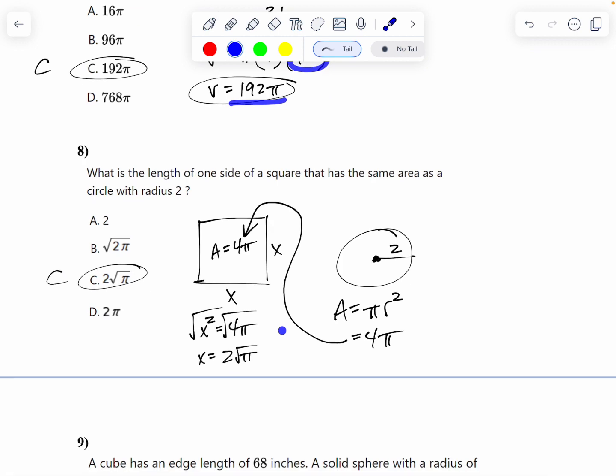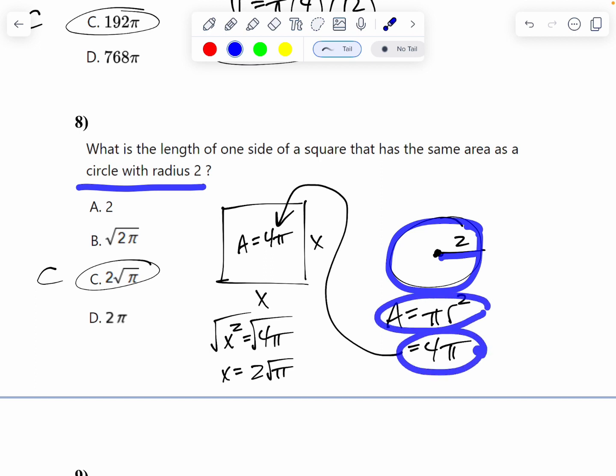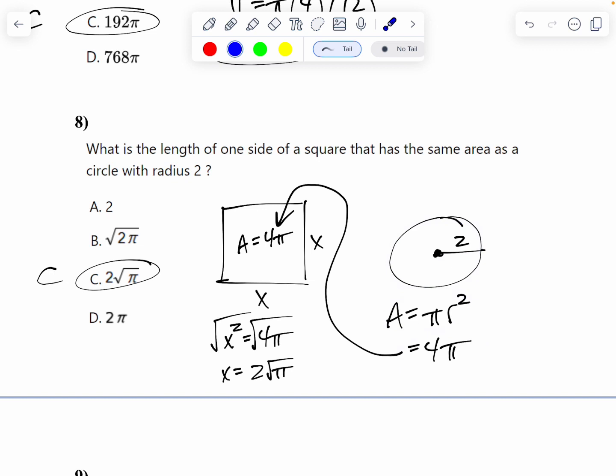Beautiful. Number 8, now we're getting into some level 3, some difficult questions. It asks for the length of one side of a square that has the same area as a circle with radius 2. This is a bit confusing. I drew a square, and what I know about squares is that all the sides are the same, so I put x and x. That's what we're trying to figure out. Now I have this circle also, so I drew a circle. It has a radius 2. I know the formula for area of a circle, which tells me it's 4 pi. And it says that the area of the circle is the same as the area of the square. So I labeled the 4 pi right here inside the square.